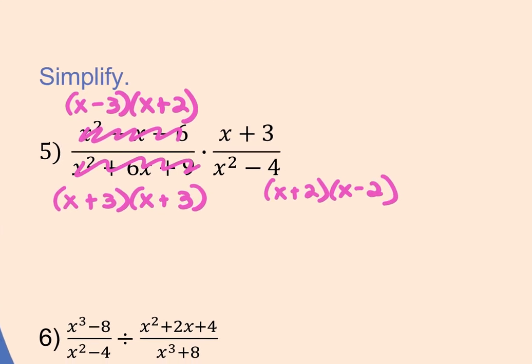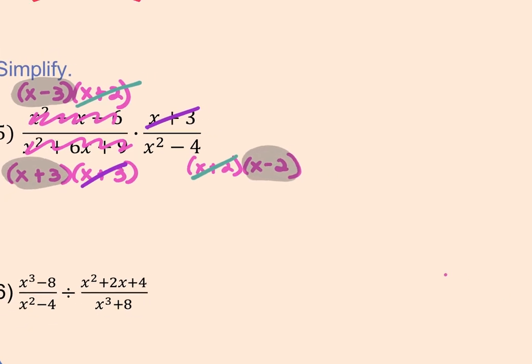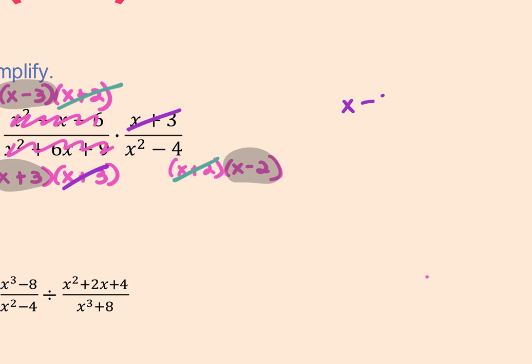Now I want to start canceling. So I can cancel the x plus 2 with the x plus 2. I can cancel the x plus 3 with the x plus 3. I cannot cancel an x minus 3 and an x plus 3. Okay, those are different. And the x minus 2 is there. So in my numerator, I've got x minus 3, denominator x plus 3 and x minus 2. And I end up with x minus 3 over x plus 3 and x minus 2.